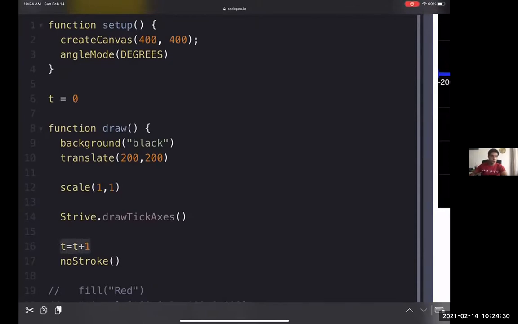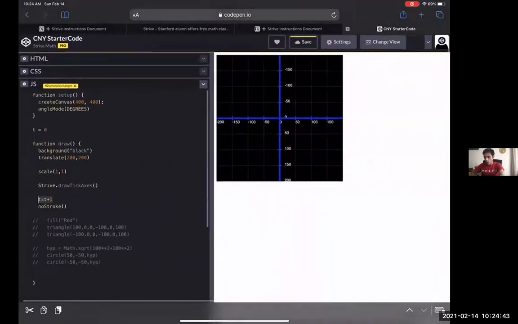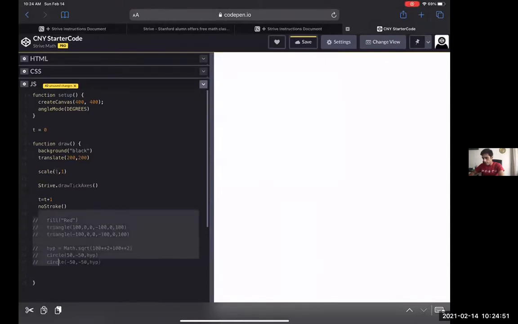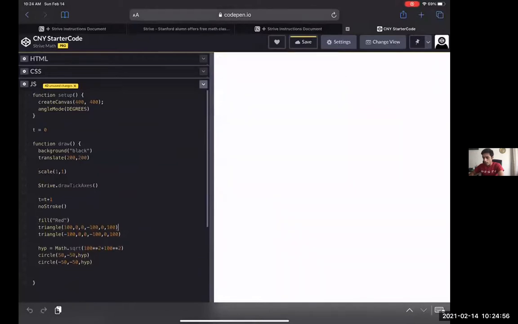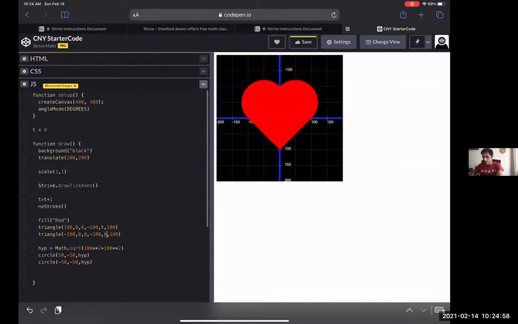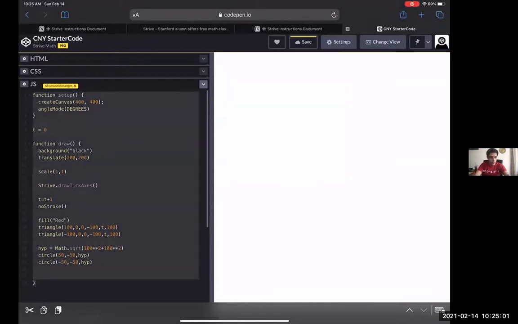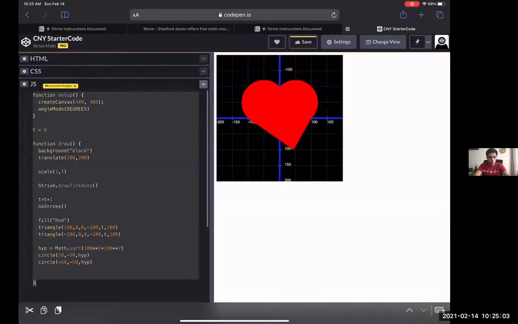Okay, people are asking for the code. Sure, I can send the code here. This is the code for the scaling. And then let me show you how to make the heart point move. I will also send that code. Okay, this is the code for how to make the point on the heart move.